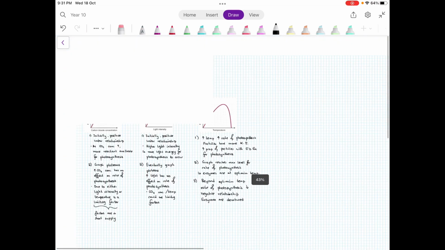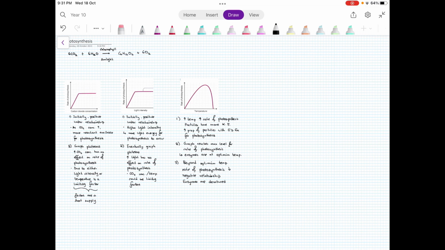Okay, so there you have it, photosynthesis and the three main limiting factors.